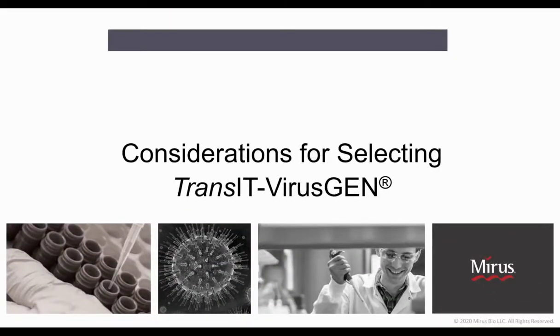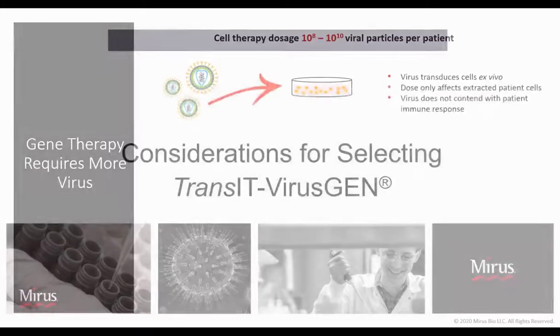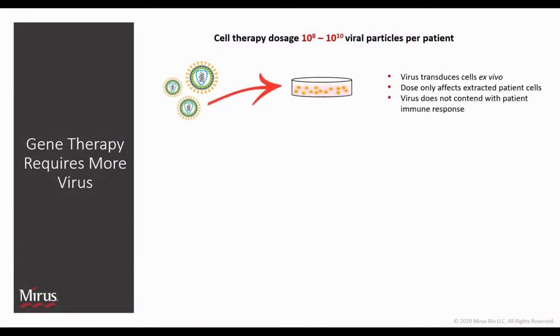Now that we've gone through our established LV and AAV kit workflows and more than a slide or two of data, let's talk about what higher titers really mean for your viral vector platform. If we take a step back and look at the requirements for effective cell and gene therapy doses, the need for better expression platforms becomes very clear.